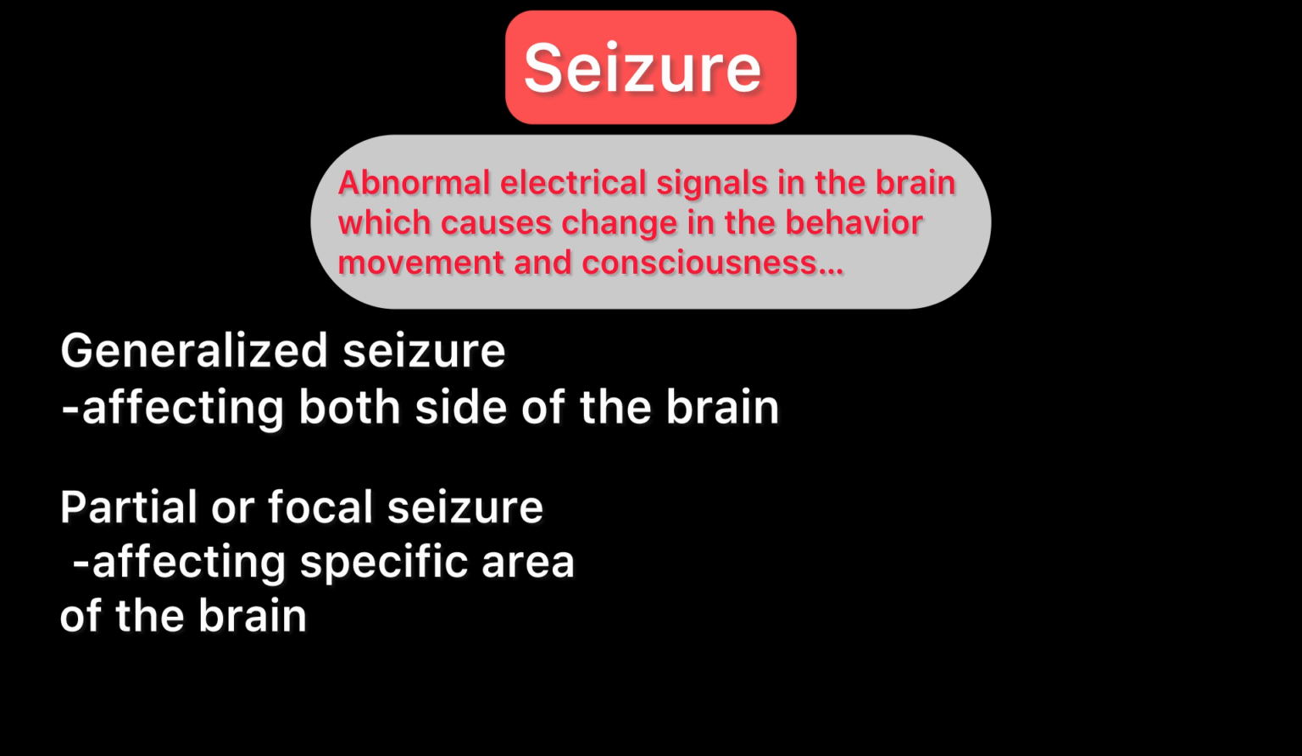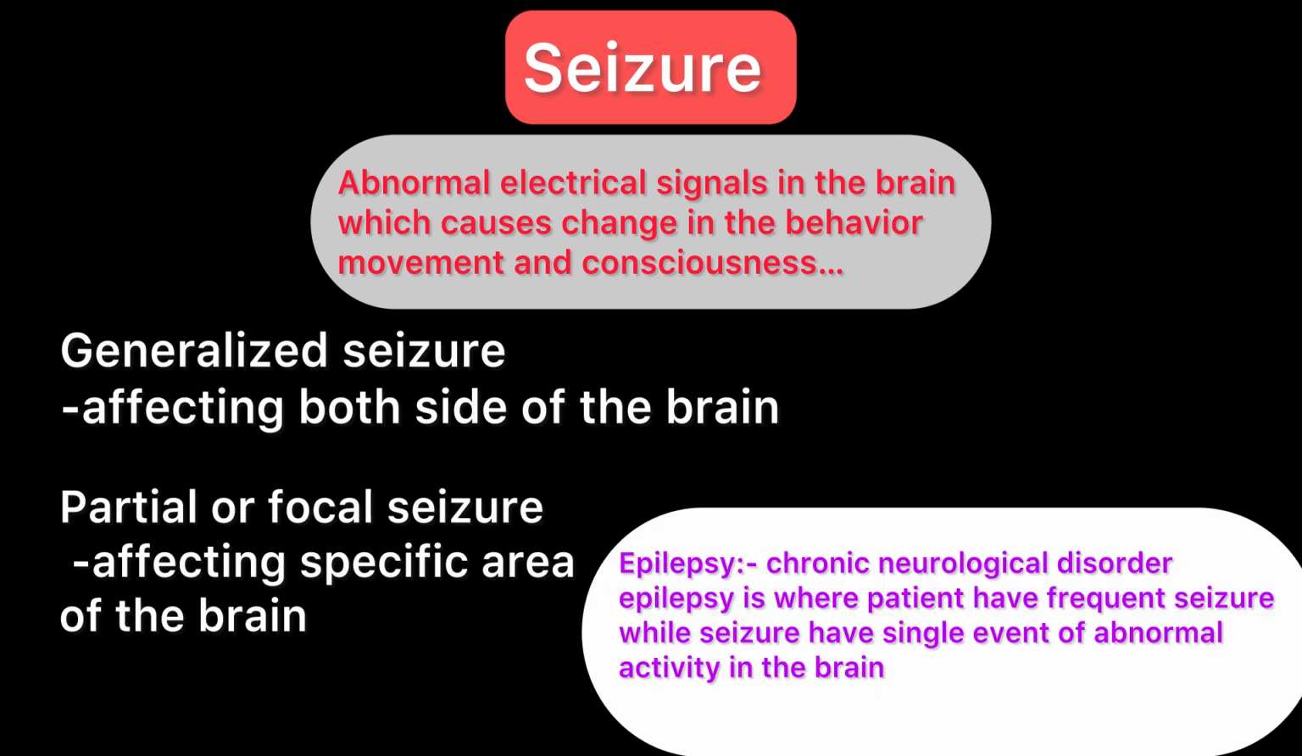This can happen throughout the brain, affecting both sides, which is a generalized seizure, or be located in a specific area of the brain, which is known as partial or focal seizure. And the progressive condition of the seizure is known as epilepsy. Epilepsy is a condition when patients have frequent seizure.